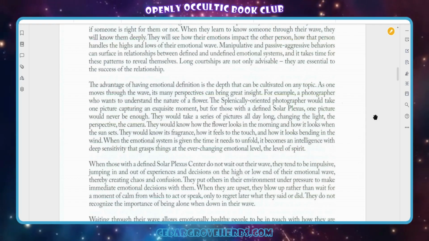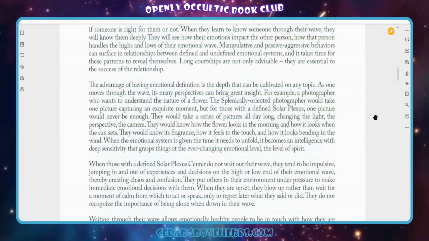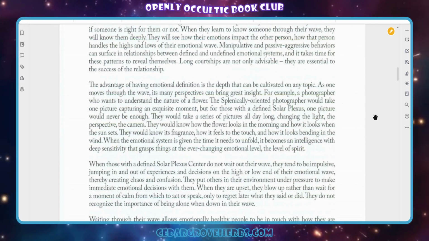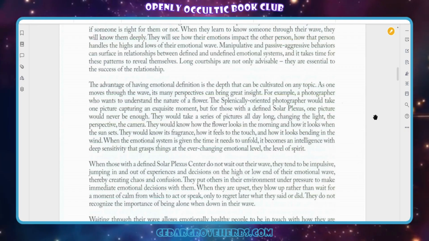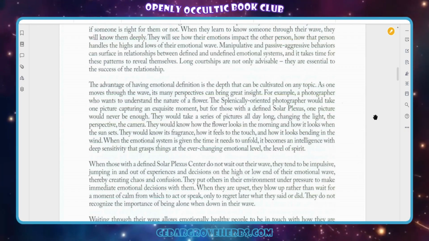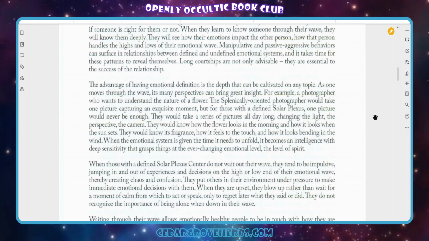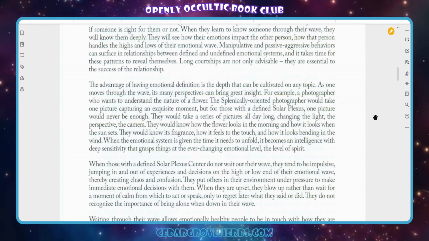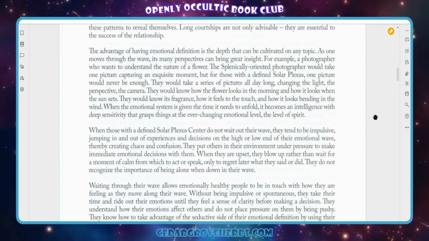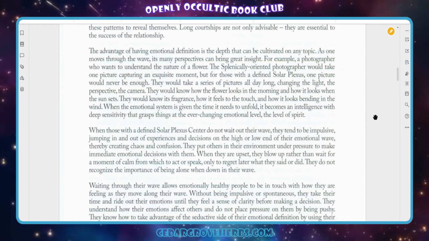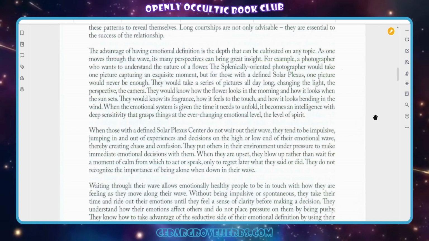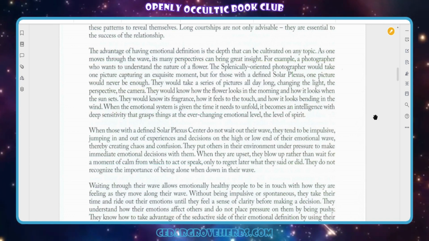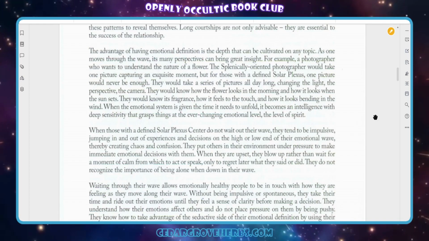They would take a series of pictures all day long, changing the light, the perspective, the camera. They would know how the flower looks in the morning and how it looks when the sun sets. They would know its fragrance, how it feels to the touch, and how it looks bending in the wave. When the emotional system is given the time it needs to unfold, it becomes an intelligence with deep sensitivity that grasps things at the ever changing emotional level, the level of spirit.